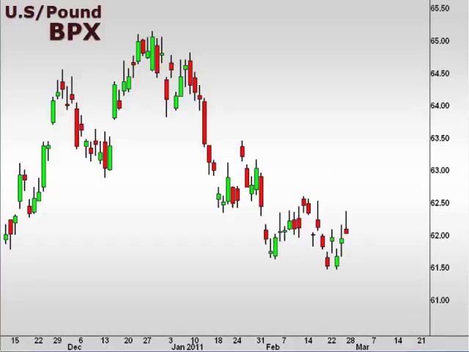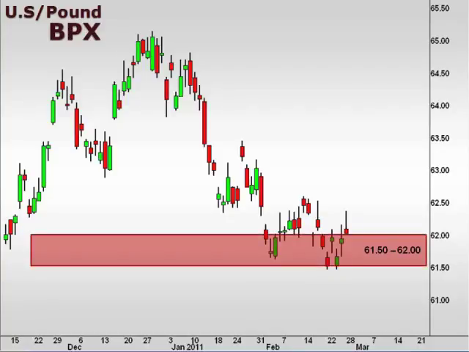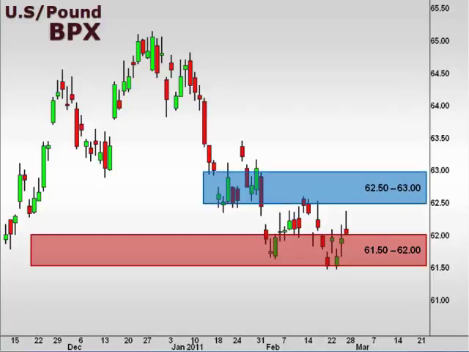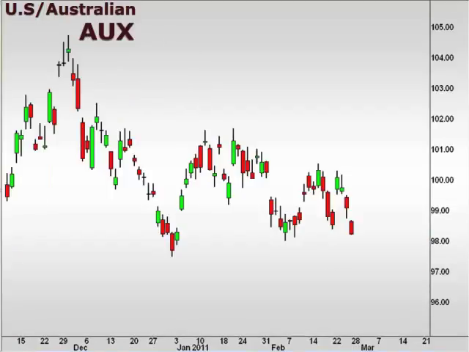Let's take a look at the U.S. dollar versus the British pound as seen here in the ISE FX options pair value, the BPX. The BPX bounced off of the 61.5 level, but continues to trend lower. We do need to see a break above 62.5 to lend credibility to a change in direction. Until we see that, we'll expect the pair to consolidate within that 61.5, 62 range.